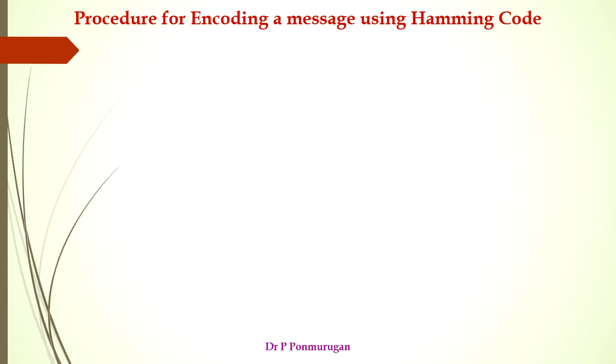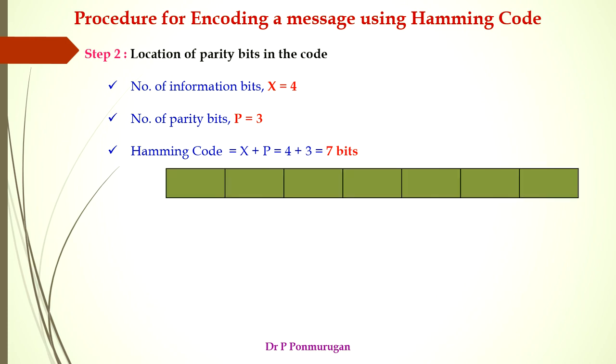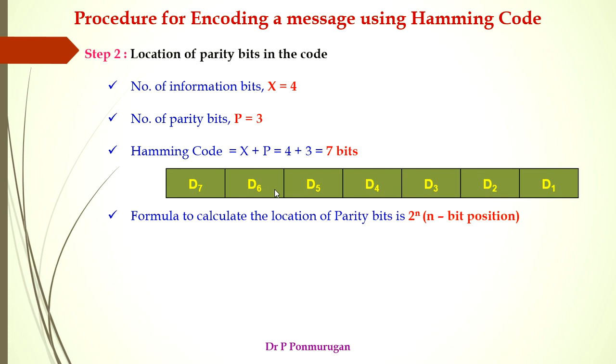Okay. So the next step is to identify the location of parity bits in the code. Let us assume the same with 4 information bits and 3 parity bits. So the Hamming code will have a total of 7 bits. These 7 bits can be named D1, D2, D3, D4, D5, D6 and D7. The formula to calculate the location of a parity bit is 2^n. We start with 2^0. 2^0 is 1, so the first parity bit will be in position D1.